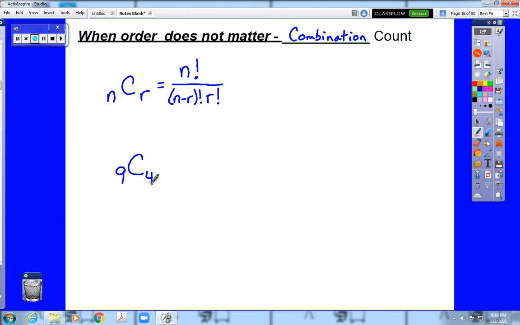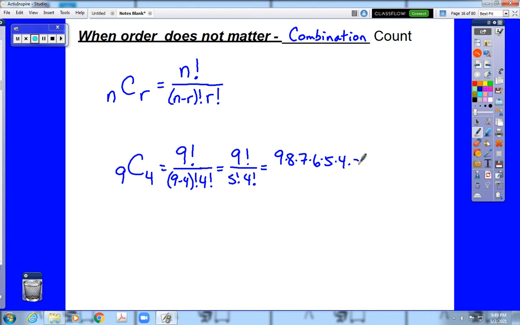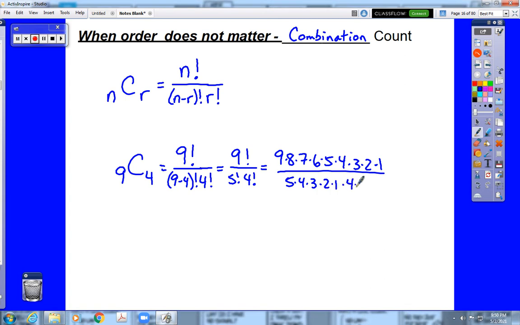We will do 9 choose 4, which is how that would be read. That would be 9 factorial over 9 minus 4 factorial 4 factorial. So that's 9 factorial over 5 factorial 4 factorial, which is 9 times 8 times 7 times 6 times 5 times 4 times 3 times 2 times 1 over 5 times 4 times 3 times 2 times 1 times 4 times 3 times 2 times 1.